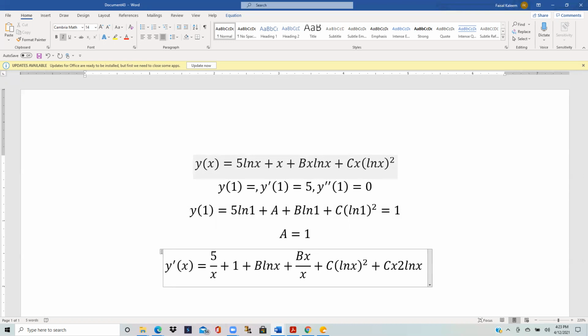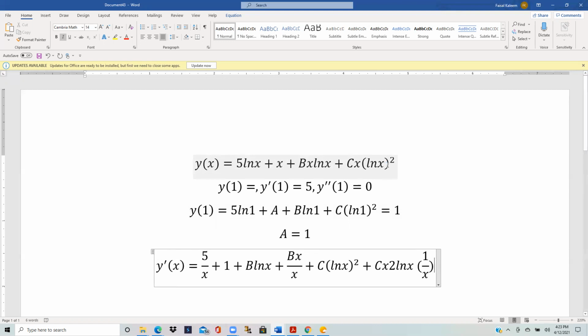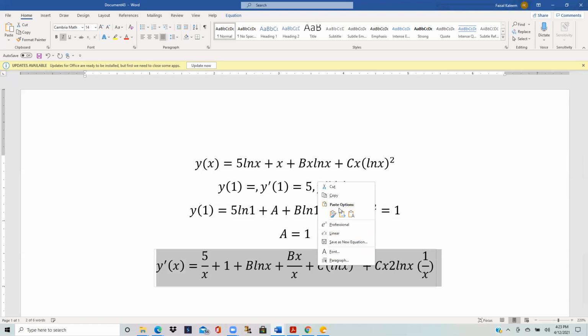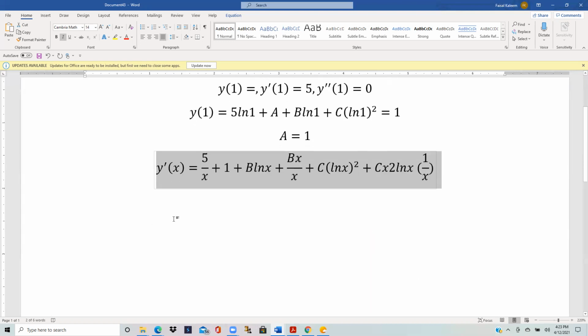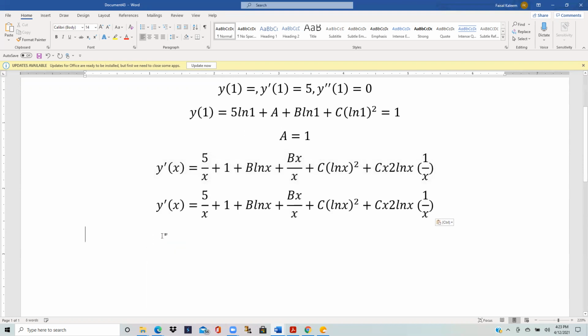And then by chain rule, derivative of ln x is 1 over x. Okay. So now let's simplify it. So y prime x is 5 over x plus 1 plus bx ln x. Now bx over x is, the x's cancel out and you just get a b.